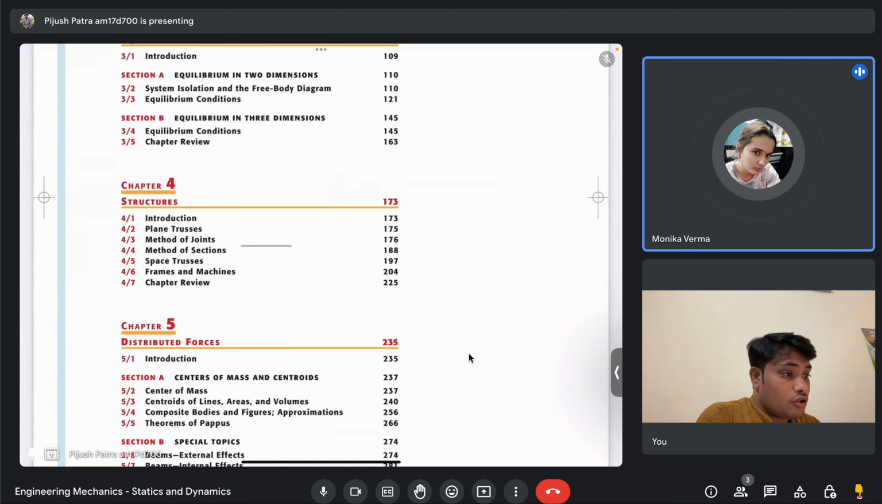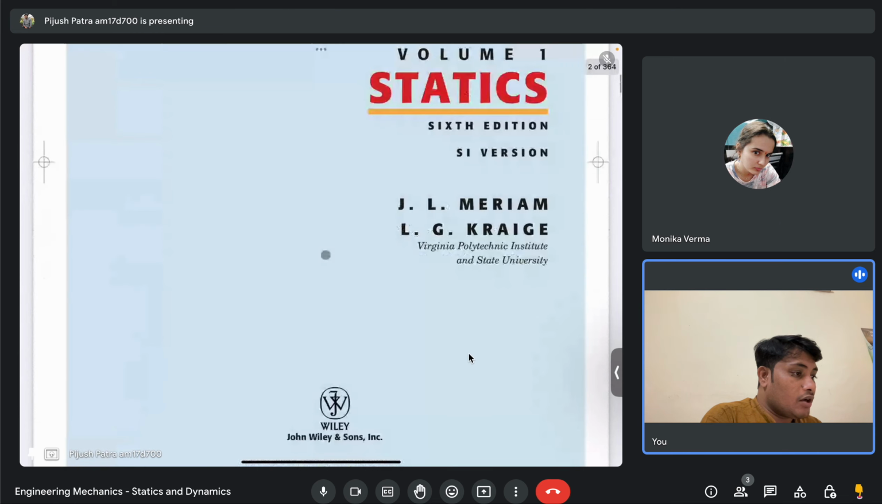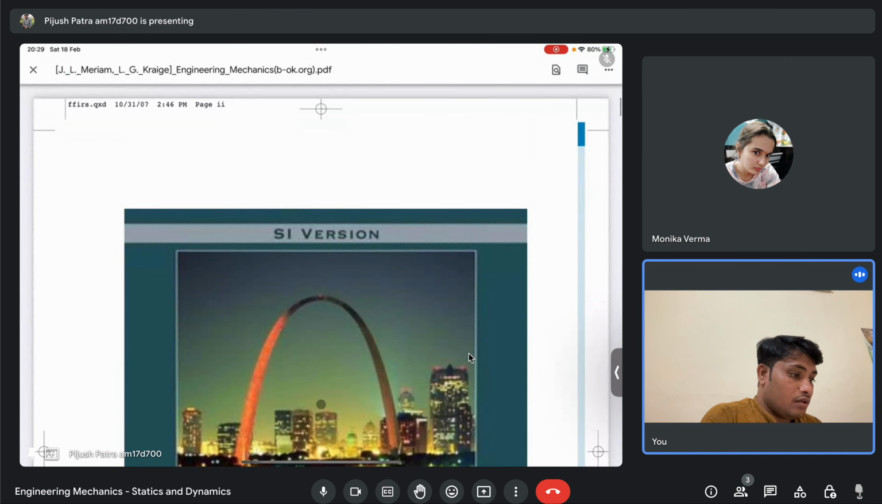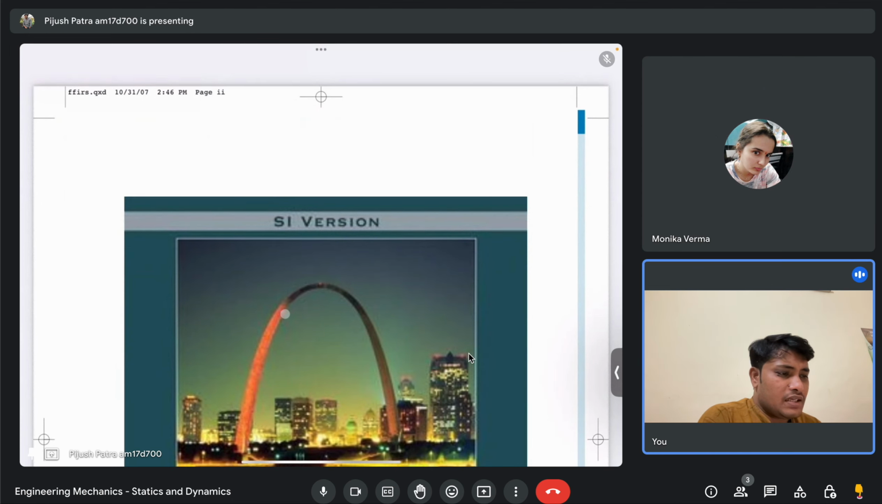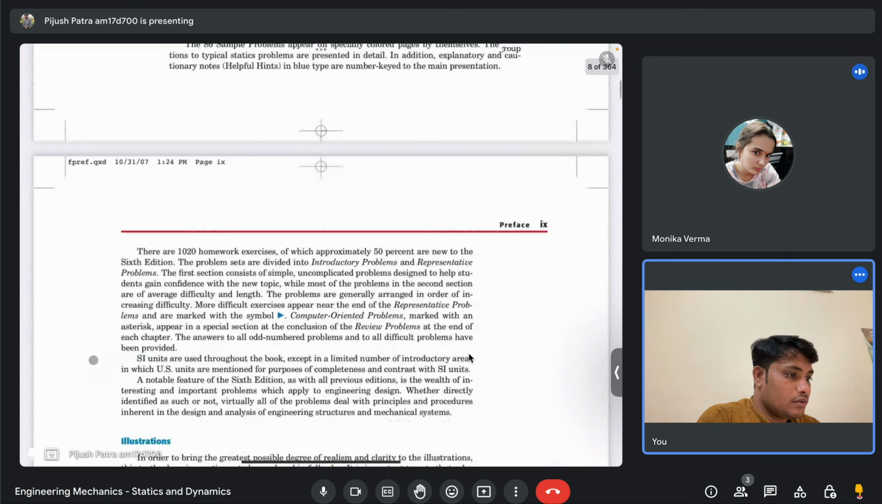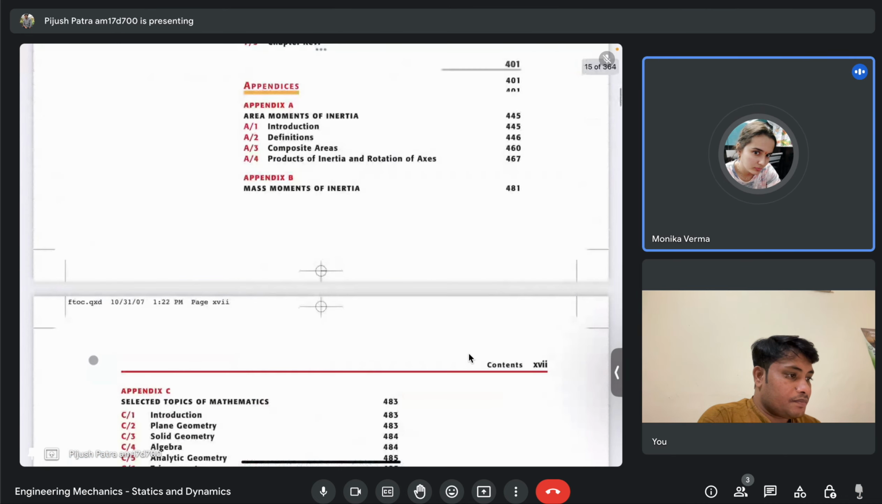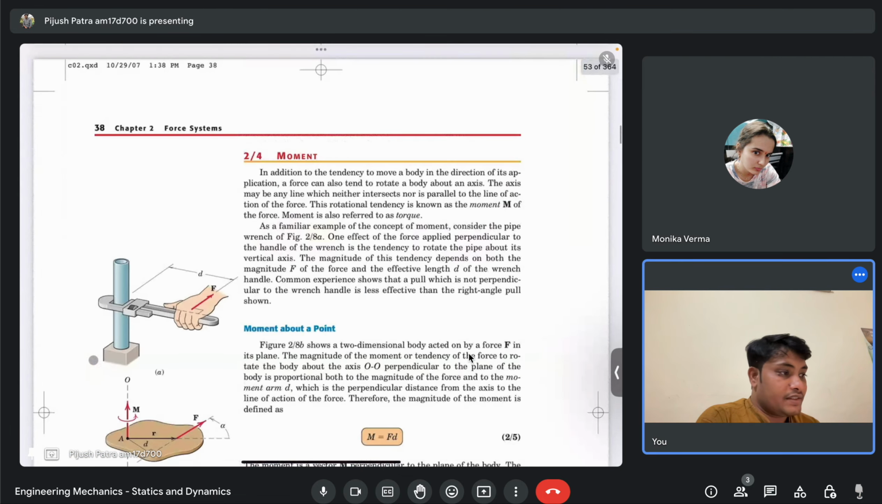So this book is also good. It is Meriam and Kraige. In this book you will get a lot of problems, and I think most of the assignment problems will be in this book. Either it's in Meriam and Kraige, or in Hibbeler, or in Rudra Pratap. Only from these three books you will get all the problem-solving questions. Okay, sir. Rudra Pratap, Hibbeler, and the third one is Meriam and Kraige.